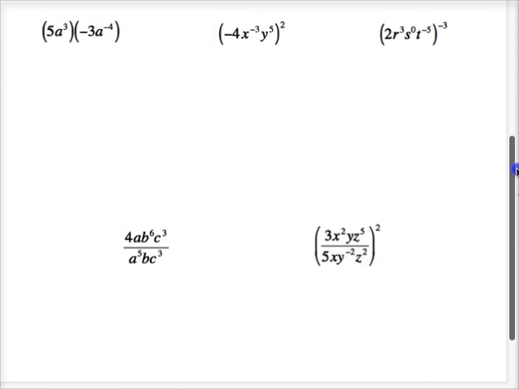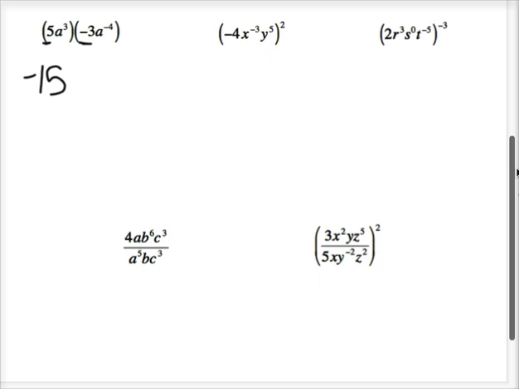So I've constructed some examples here to show you what you can expect to see. So in our first example, this is a multiplication problem. The first thing I'm going to do is notice these numbers, 5 and -3. Well, this is a multiplication problem, so you multiply the regular numbers that you see. So I'm going to multiply those numbers to give me -15.